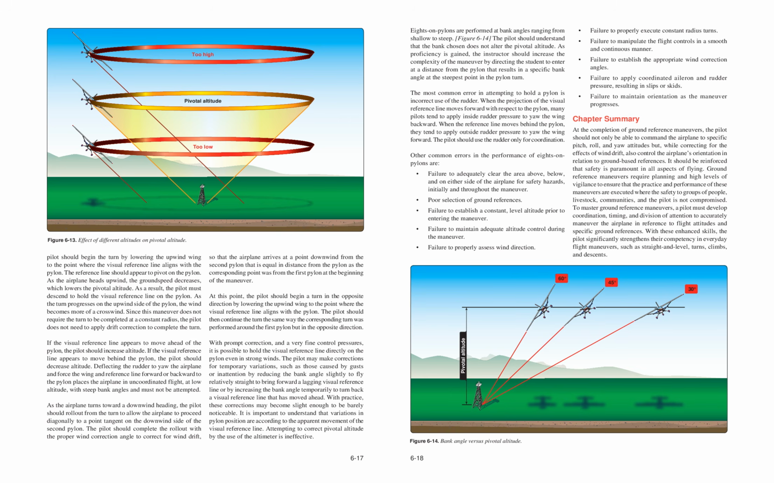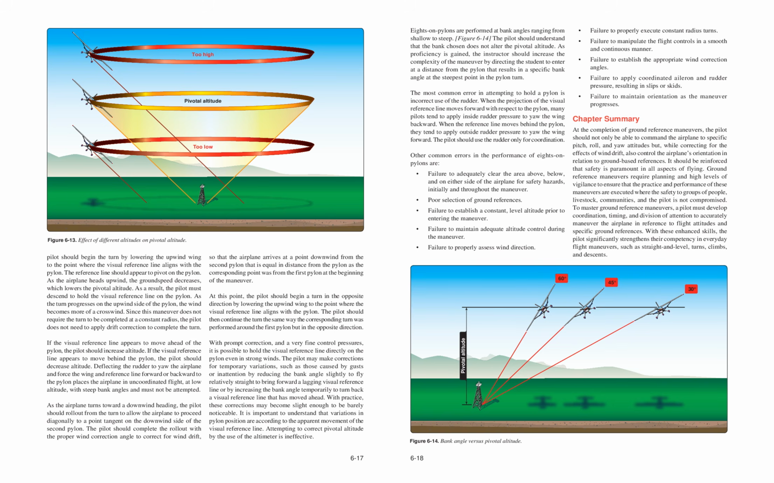At this point, the pilot should begin a turn in the opposite direction by lowering the upwind wing to the point where the visual reference line aligns with the pylon. The pilot should then continue the turn the same way the corresponding turn was performed around the first pylon but in the opposite direction. With prompt correction and very fine control pressures, it is possible to hold the visual reference line directly on the pylon even in strong winds.